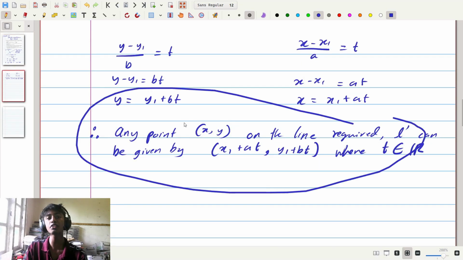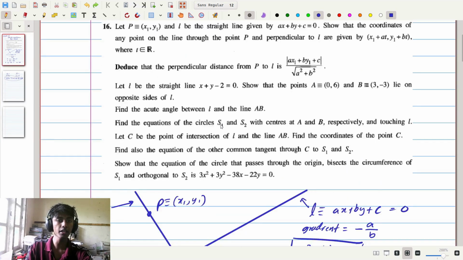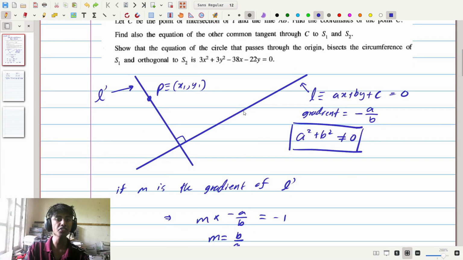So we need to use this result somehow in order to deduce what we need to find. Now what we are asked to find here is the perpendicular distance from P to the line L. If we consider our setup here, since this line L dash is perpendicular to line L, the distance we need is simply the distance from the point P to the intersection point of L dash and L, which is this point right here. What we need to find is this distance, since that distance is already the perpendicular distance from the line L to the point P. So therefore, we just need to find this distance.